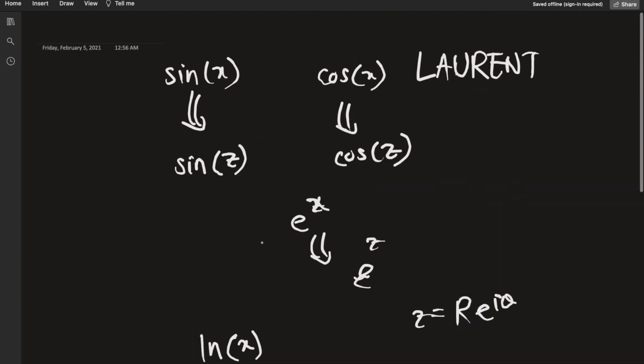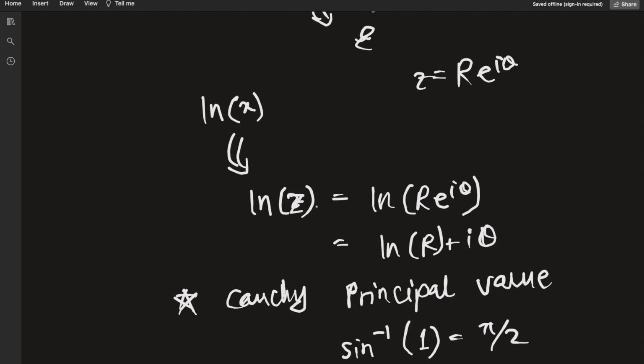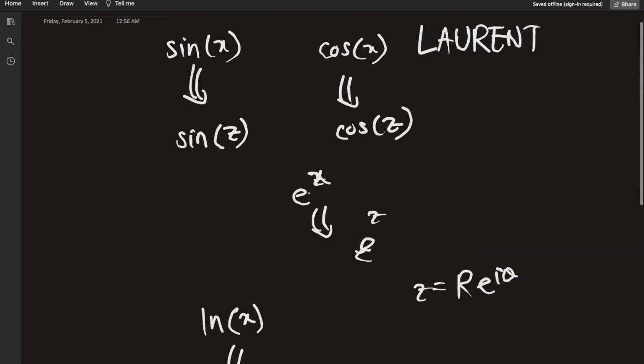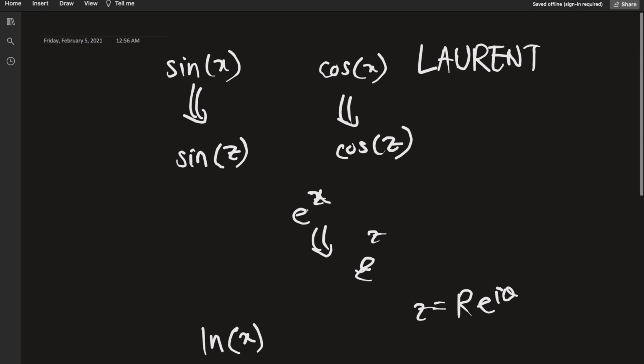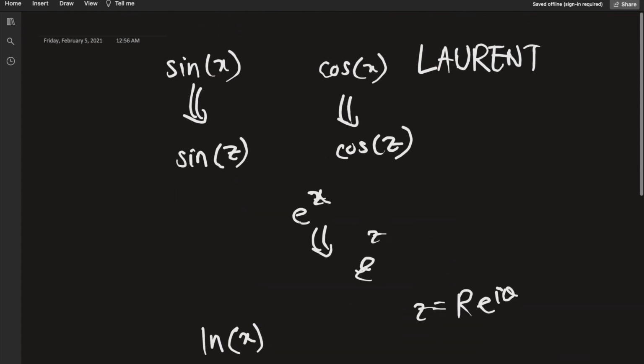So I hope you get the idea. Many of the rules that apply to real functions apply to complex functions, like chain rule of differentiation, all the rules of differentiation, indefinite integration, and stuff like that. And we'll explore more in the future.